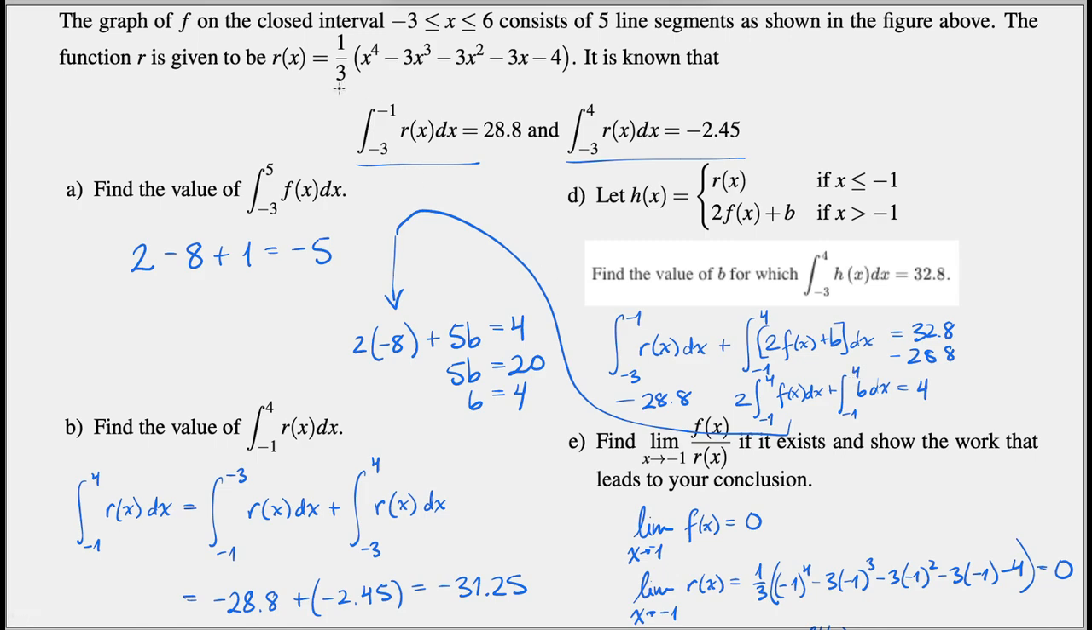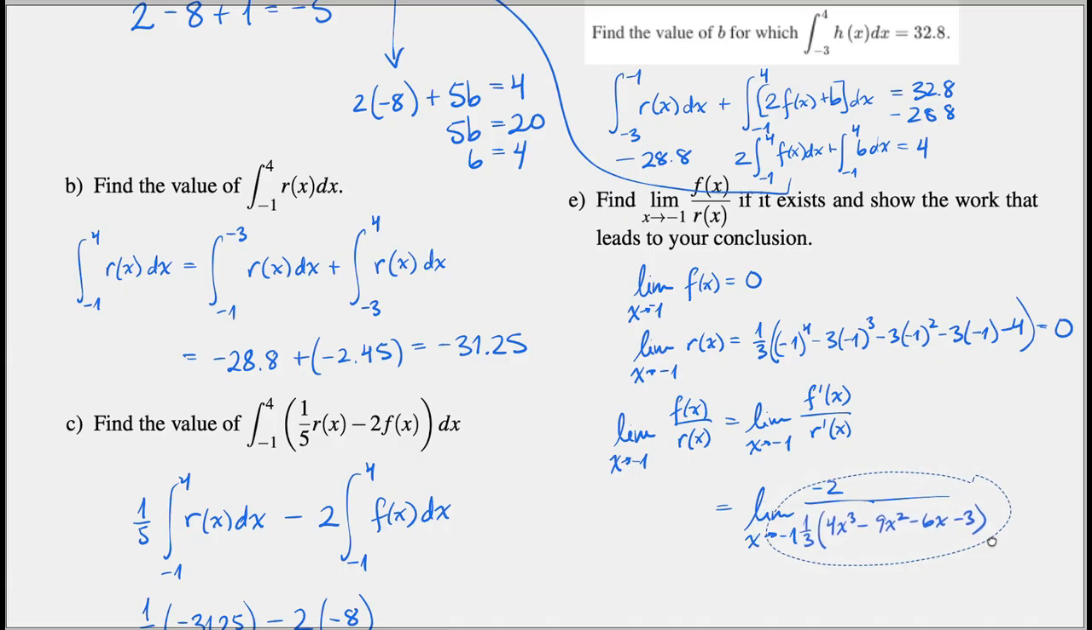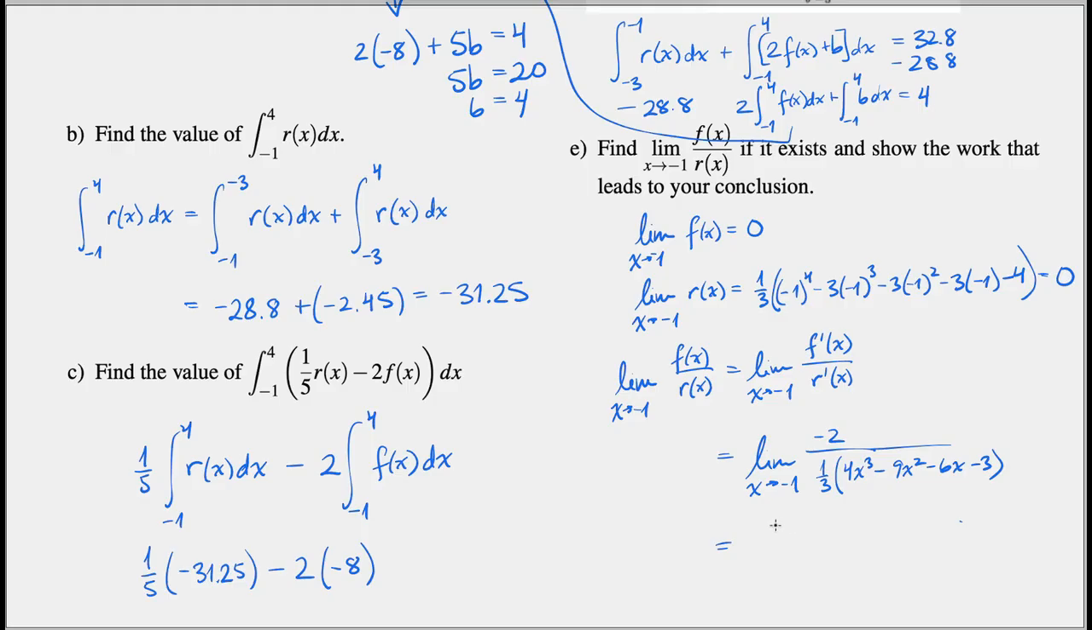So we've got our 1/3. And then the derivative here is 4x cubed minus 9x squared minus 6x minus 3. There's my derivative. Let's move it all the way down. There it is. Let's go ahead and plug negative 1 into this, shall we? I'm really hoping this just works out. Plug in negative 1. 4 times negative 1 cubed minus 9 times negative 1 squared minus 6 times negative 1 minus 3.